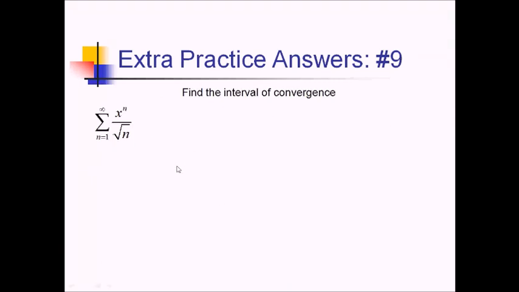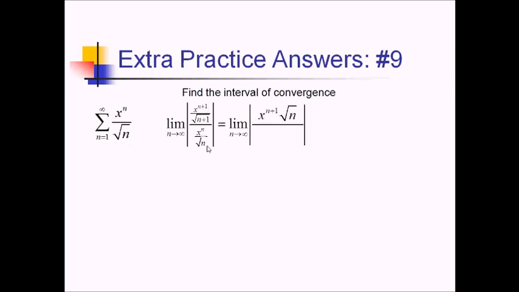To figure out the interval of convergence on this one, we're going to have to use the ratio test because we do not have a geometric series. So I have the limit as n approaches infinity of the absolute value of x to the n plus 1 over the square root of n plus 1, all of that over just the original nth term down here. Same change flip, we've got x to the n plus 1 times radical n in the numerator. Denominator, we have x to the n and radical n plus 1.